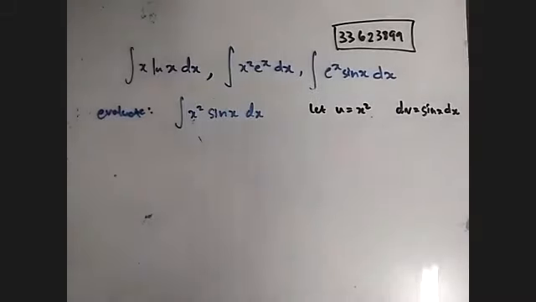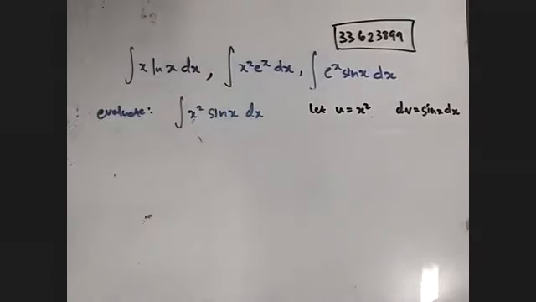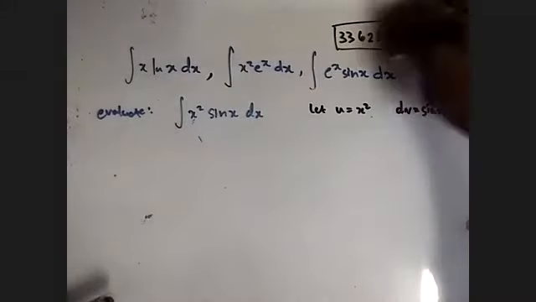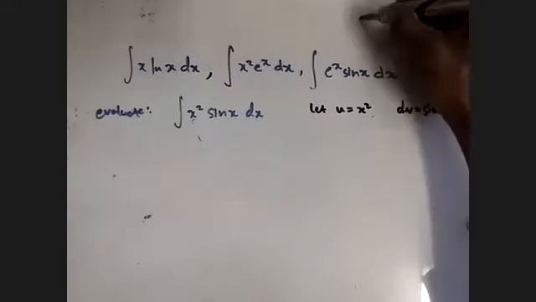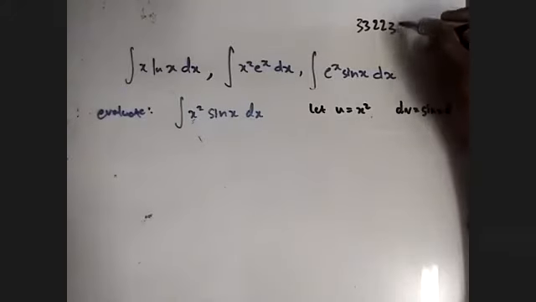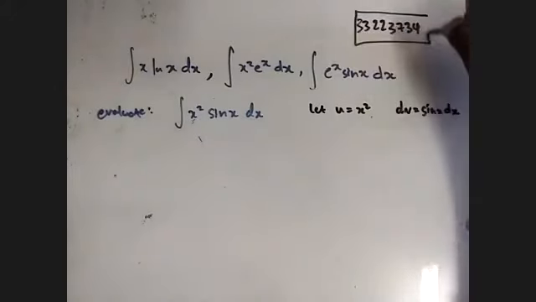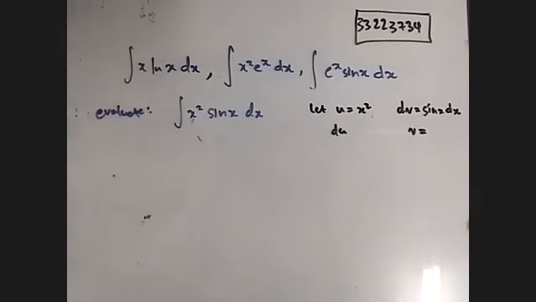Sorry for calling you by a student number. The next question is, what is going to be the derivative of this and what is going to be the integral of that? So I'm going to choose anybody randomly, and I'm choosing the following student number: 3 3 2 2 3 7 3 4 3 7 3. What is going to be the derivative du, and what is going to be our v?